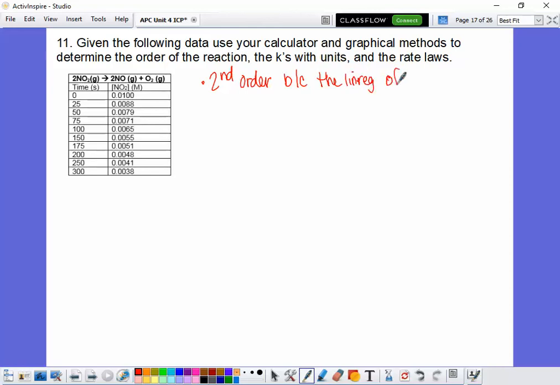Because the linear regression of time versus 1 over concentration gave the best fit. Okay, cool. So something along those lines. Basically, you could say it gave the straightest line, whatever, because that's really what r squared means. Okay? All right. So from this, what is our k value?